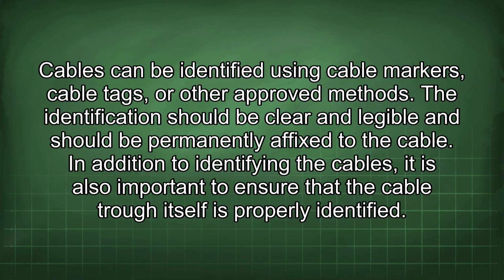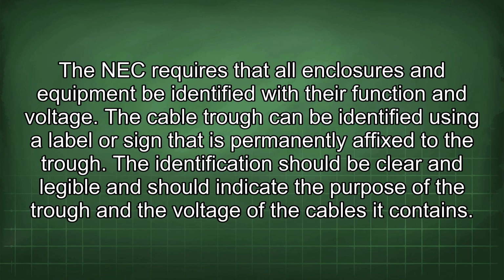In addition to identifying the cables, it is also important to ensure that the cable trough itself is properly identified. The NEC requires that all enclosures and equipment be identified with their function and voltage. The cable trough can be identified using a label or sign that is permanently fixed to the trough. The identification should be clear and legible and should indicate the purpose of the trough and the voltage of the cables it contains.